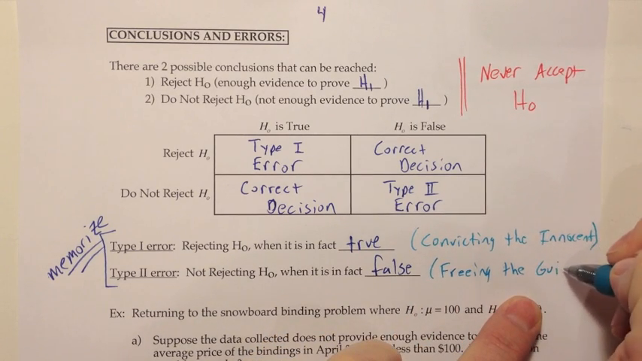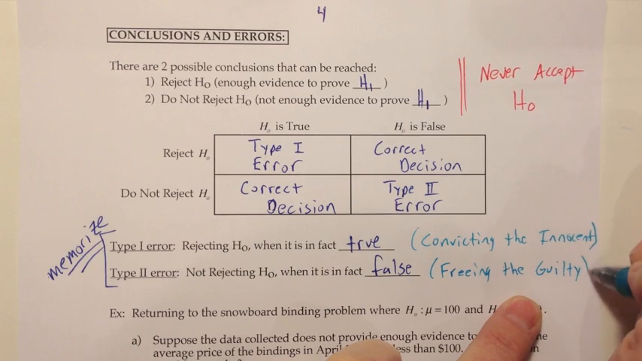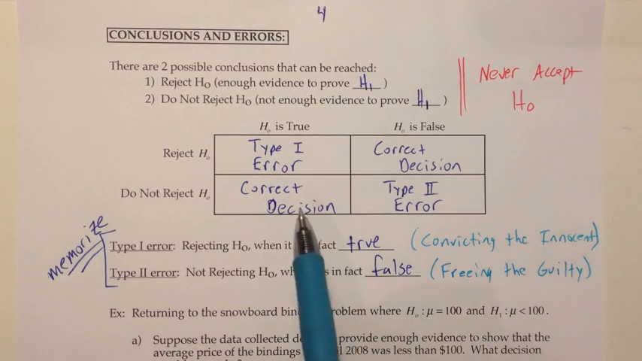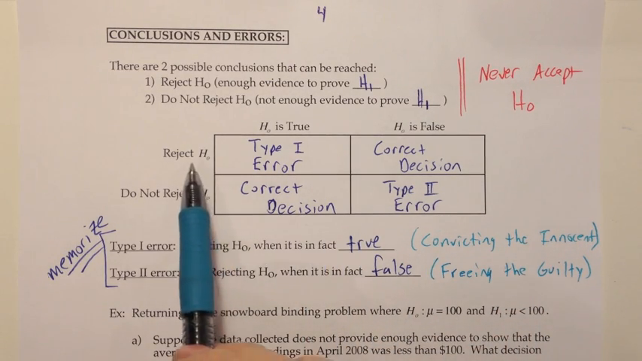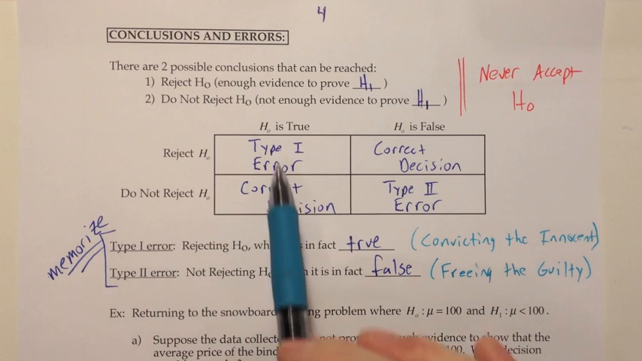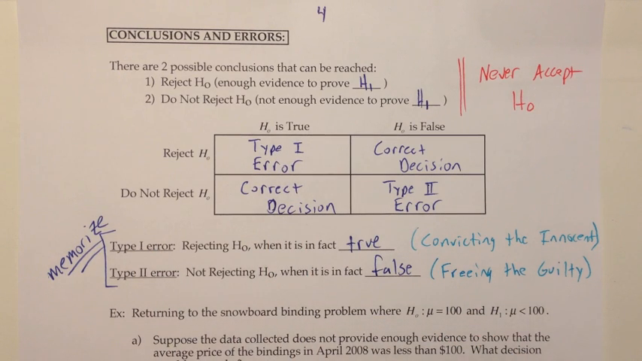And both of those are mistakes. So we're not trying to make a type 1 error or a type 2 error. We're trying to make correct decisions. We're trying to convict the guilty and free the innocent. But because we make our decisions based on sample data, which is subject to random variation, we can get misled at times and end up making the wrong decision.